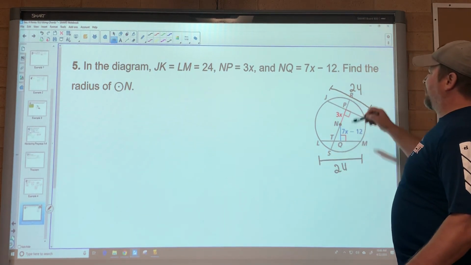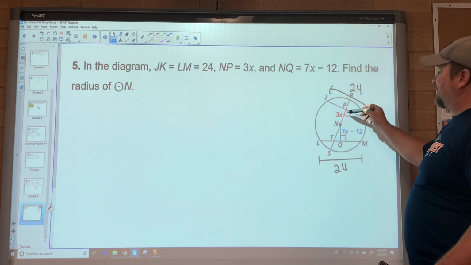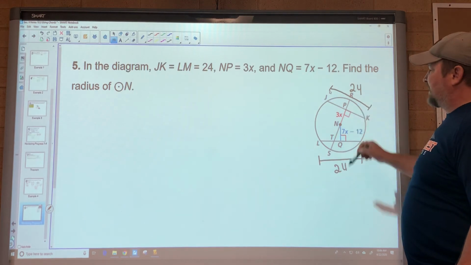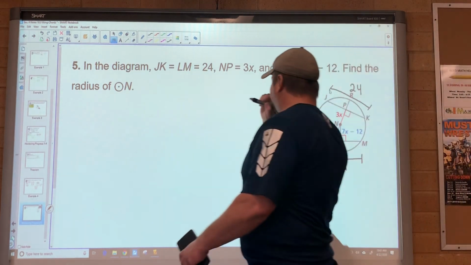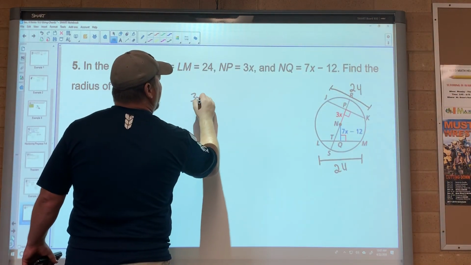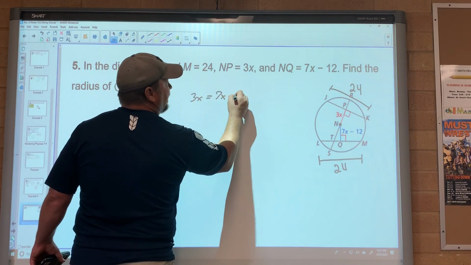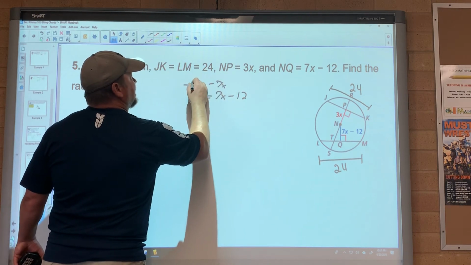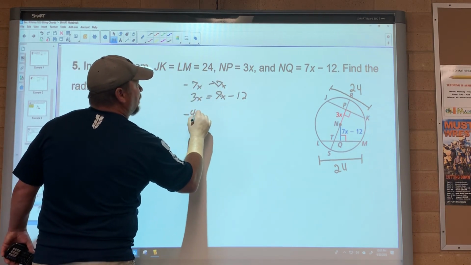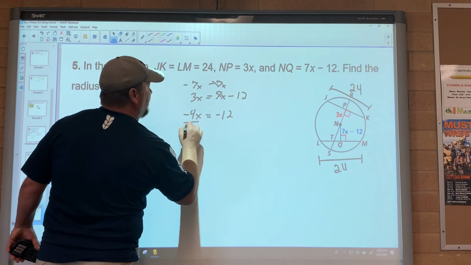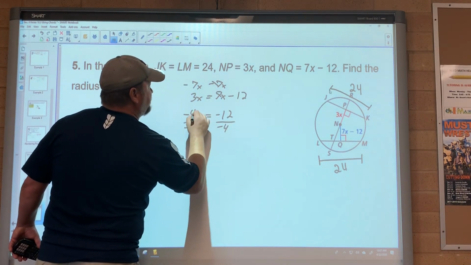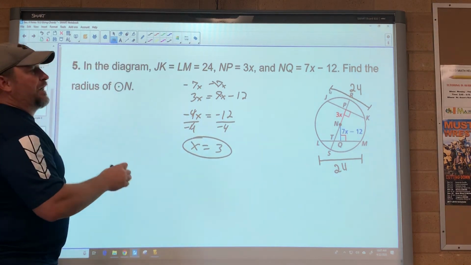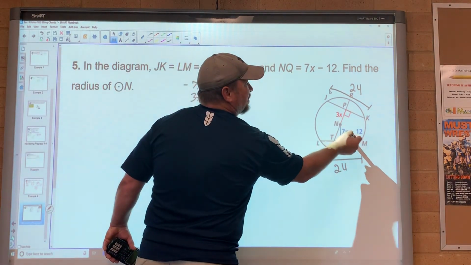The moment we know that, then we know that these are equal distance because of the 90s. Because those are equal distance, now we can set them equal to each other to find x. So then I'm going to say 3x equals 7x minus 12. I'm going to minus the 7x, minus the 7x. Negative 4x equals negative 12. Divide by negative 4. x equals 3.